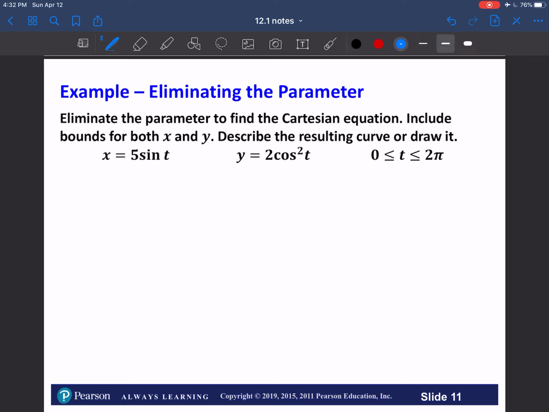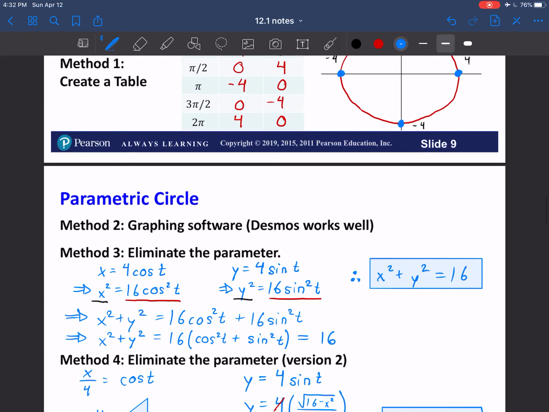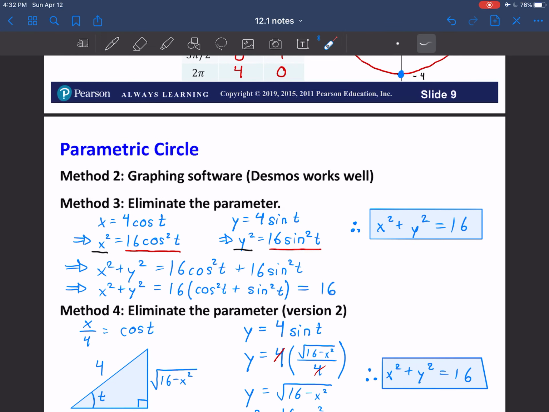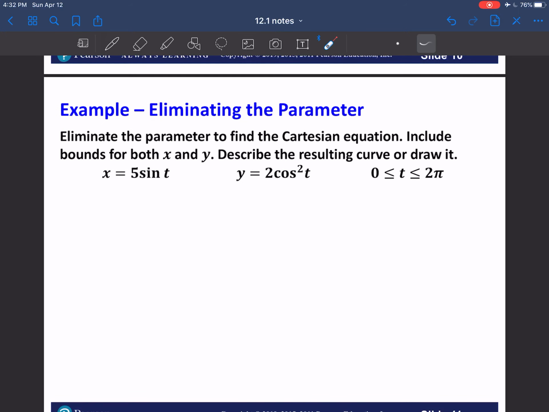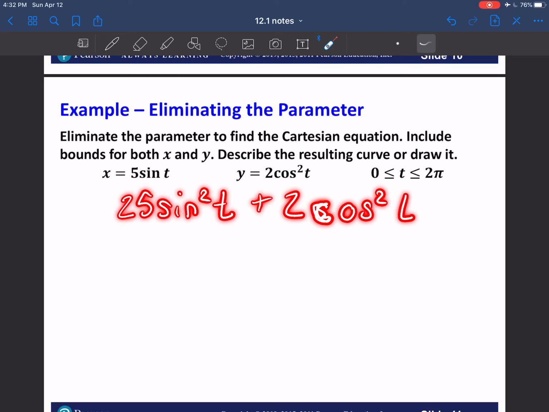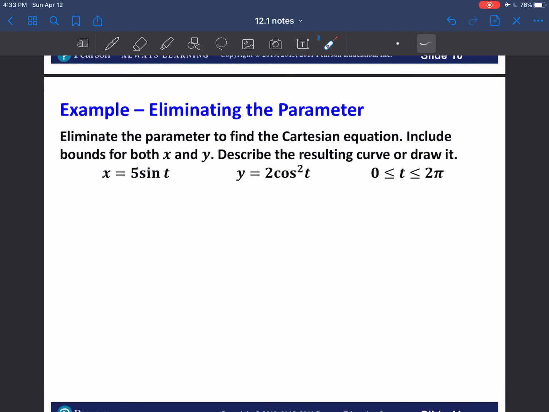Alright, so this one, we can't quite do it as simply as the first elimination of the parameter, because we can't just simply square both sides and then add them together. And we also can't just square this one and add it to this one, because then we would get 25 sine squared of t, and you can't just add that to 2 cosine squared of t, because you can't factor out anything to get sine squared of t plus cosine squared of t. So this method doesn't work.